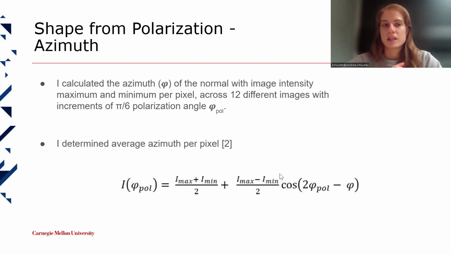The normal of a surface can be defined with the azimuth and zenith of the surface normal relative to the light sensor. I solved for azimuth, represented with phi, algebraically and found the average azimuth of the 12 images at each pixel. The azimuth angle can be solved for with the following equation and averaged over all pixels.